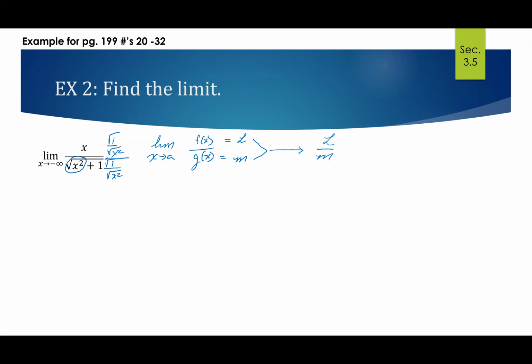So on the top, I'm going to look at it separately, and it's basically x over the square root of x squared. In other words, it's basically x over x, which means that limit is now going to be 1, because I'm looking at the limit as x goes to negative infinity, and that simplified down to a constant. And the limit of a constant is a constant.